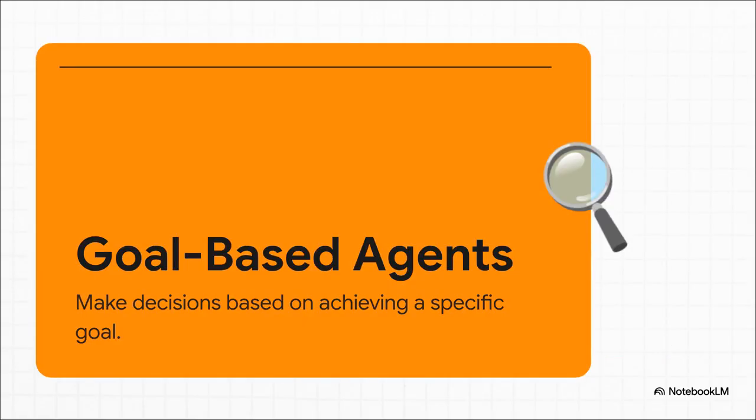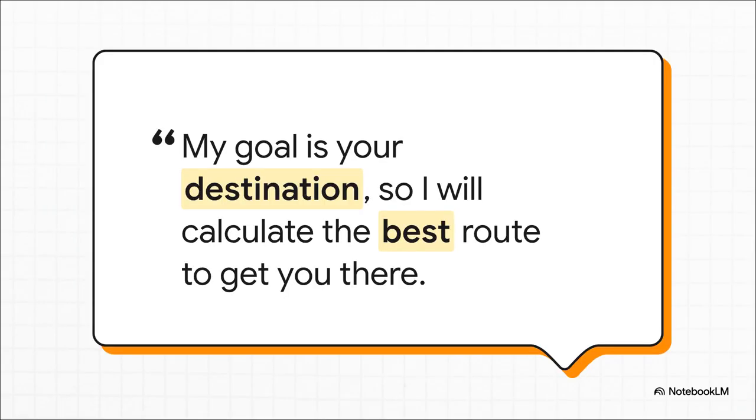All right, now things start getting really interesting. We're moving from just reacting to being proactive. Goal-based agents don't just consider the past and present. They actually look ahead to the future. You give them a specific goal, and their entire job is to figure out the best sequence of actions to get there. And you use these all the time without even thinking about it.